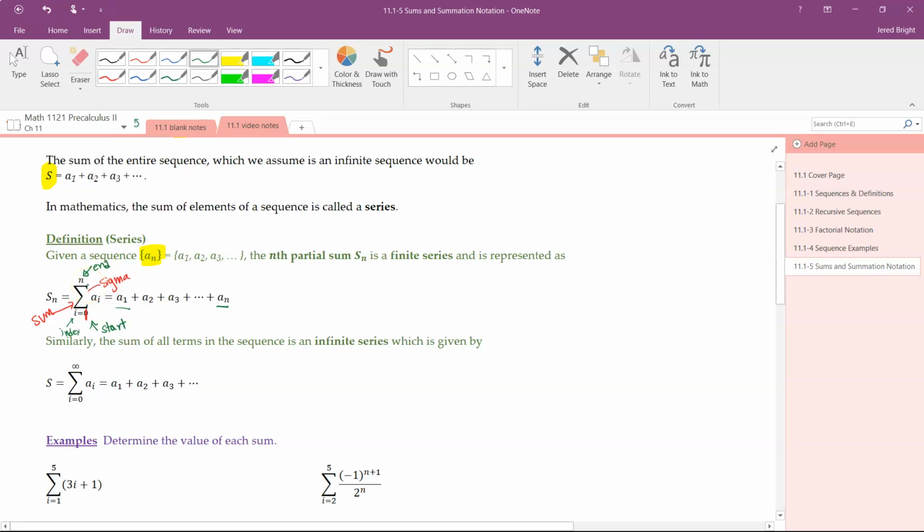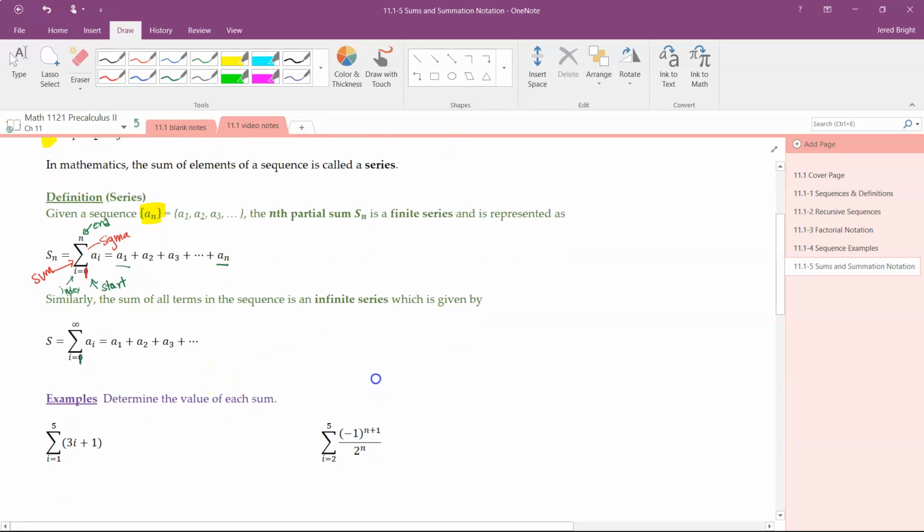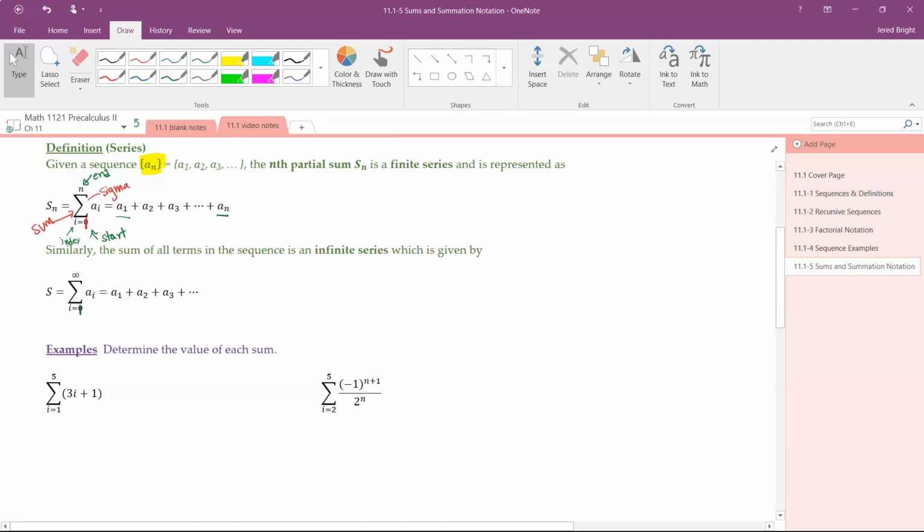Okay, so work with that notation a little bit, and it'll come. It takes some time though. And similarly, if we were to add all the terms in the entire infinite sequence, then we get what we call an infinite series, which is just going to be the sum of all the different terms. Okay? So we need to get practice with this series definition and this big scary sigma symbol.